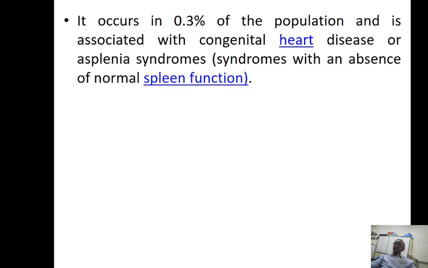It occurs in 0.3% of the population and is associated with congenital heart disease or asplenia syndromes, with an absence or abnormal spleen function. So in congenital heart disease or in asplenia syndrome, this absence of the hepatic part of the inferior vena cava can occur, wherein the azygos vein plays the part of the inferior vena cava and drains the blood from the lower part of the body into the superior vena cava.